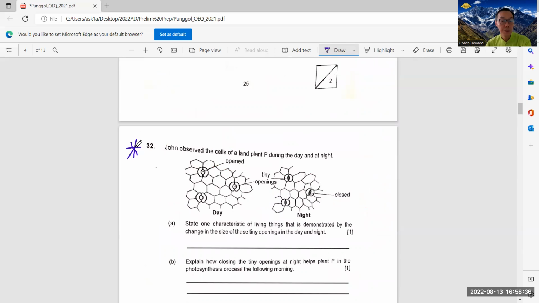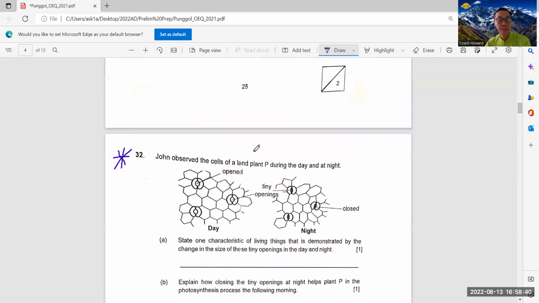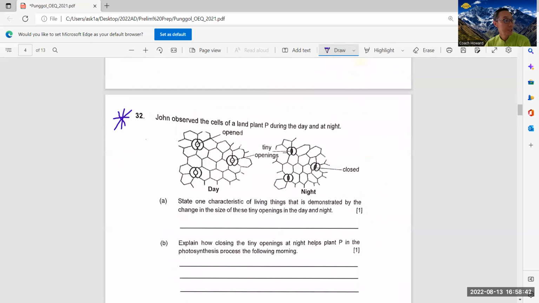Because you need to understand the function of stomata. Okay, so in this question, look at here, right? They say John observed the cells of a leaf of a plant during the day and at night. State one characteristic of living things that is demonstrated by the change in the size of this opening.